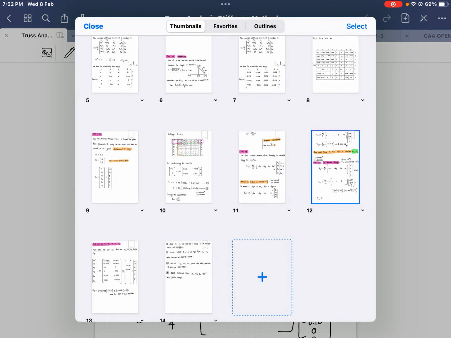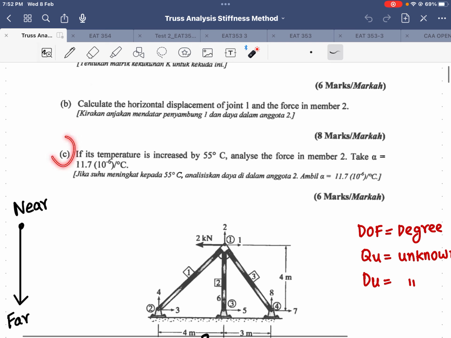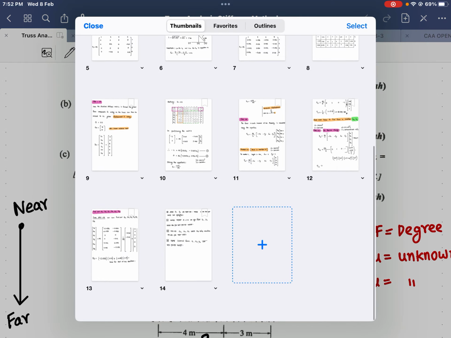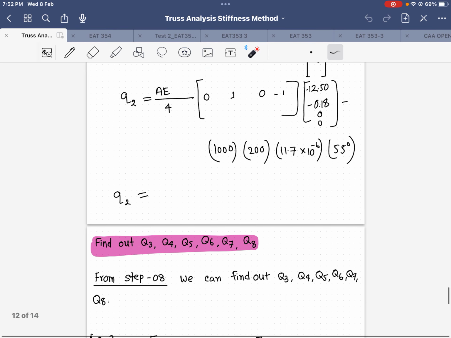Okay, all right, so now what we have to do is find out the thermal changes. If I go back to the questions, question C says: if the temperature is increased by 55 degrees, analyze the force in member 2 and take alpha equal to 11.7 times 10 power -6. Okay, so I will go back to my answer.